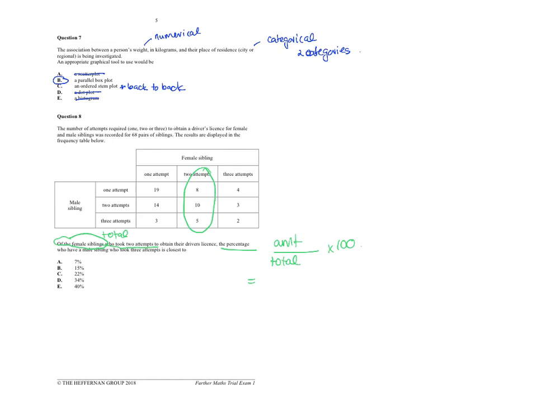The percentage of the males who took 3 attempts. So of all of them, you just want the males who took 3 attempts. So we've got the 5 out of the total, which was all the females, and then times by 100. So we end up with 5 over 23 times 100, which gives us C, 22.